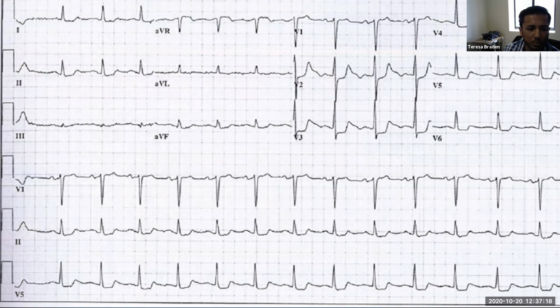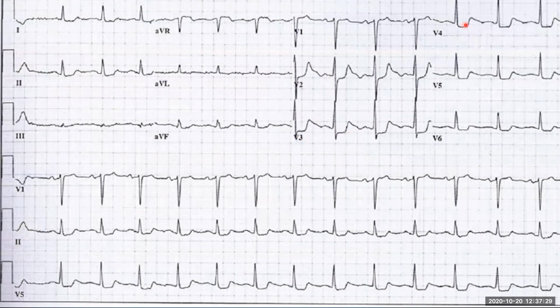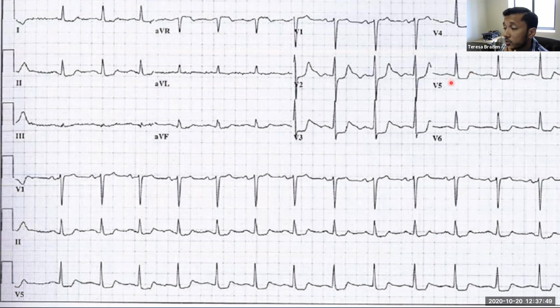Someone says anteroseptal again, or maybe that's an old one. So deep in V3 and 6. Yeah, so we see some ST depressions in V3, 4, 5, and 6. Posterior. So why do you say posterior? Because if you flip V2 upside down and look at it in the light, it looks like an ST elevation. If you look at AVR, we also have some ST changes. Absolutely. Yeah, so this is a posterior MI.